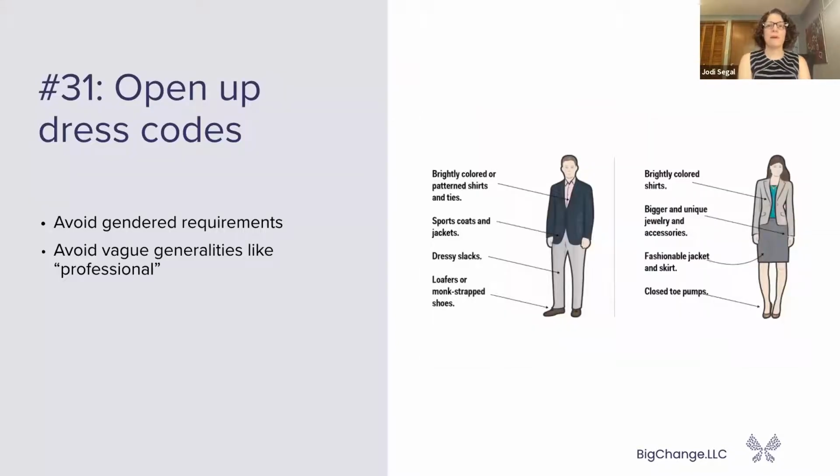Number 31, open up dress codes. Employers want their staff to represent the organization well. Dress codes can impose outdated notions of gender and culture. If you need a dress code, then make it gender and culture neutral, such as stating that hair must be neatly groomed, rather than men must keep hair short.